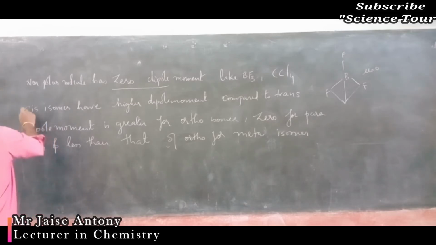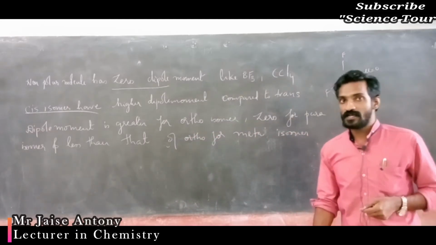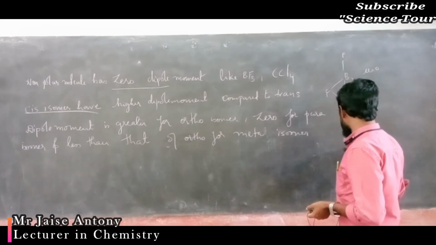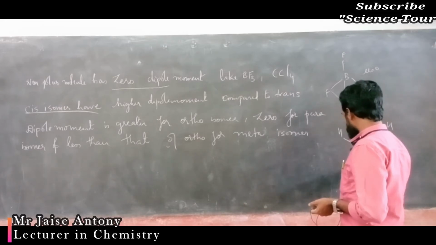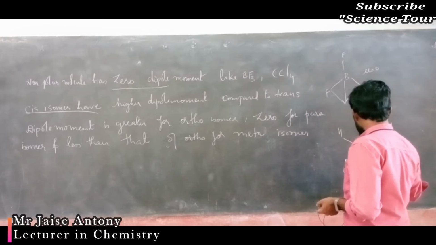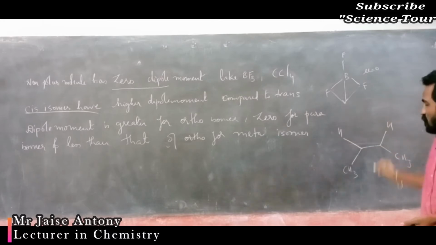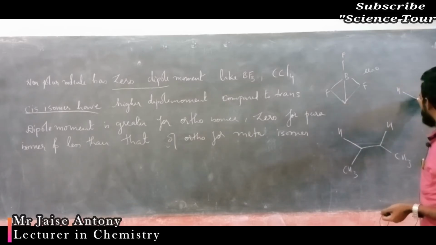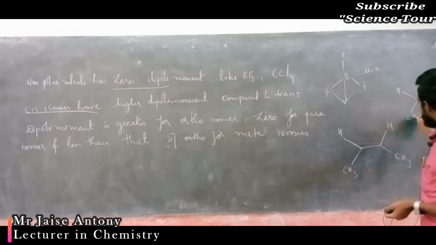One more: the cis isomer has a higher dipole moment compared to trans. This is also in the board class syllabus. Please go through that. For the cis isomer, for example, I gave it like this: two same atoms on the same side, and on the other side CH3. In this one, what happens? When two atoms of the same type are on the same side, it is the cis form. Understood? The trans form means H, CH3, H, CH3 like this.